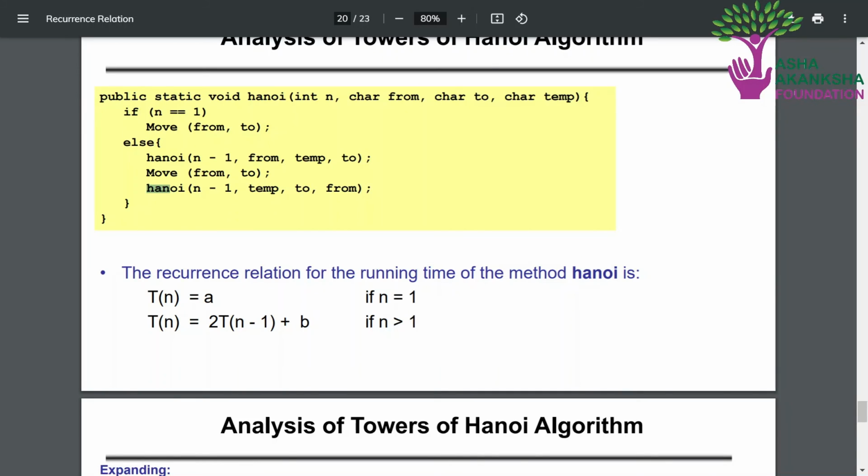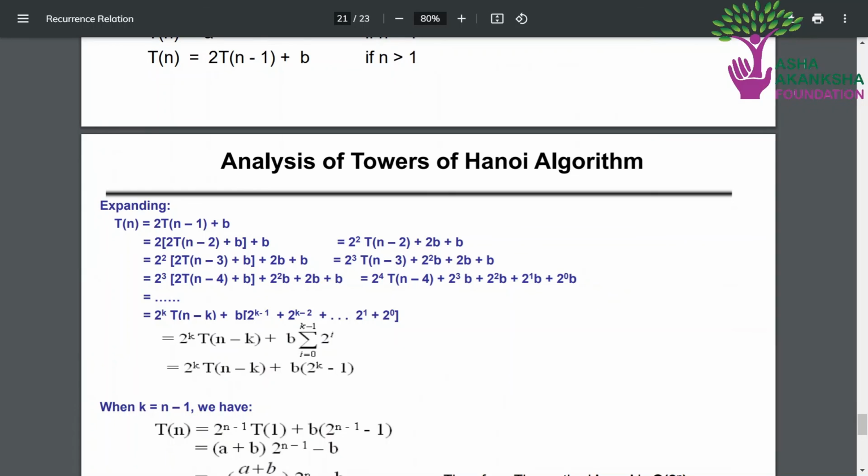So the recurrence relation you can observe from here is something like T of n is equal to 2T of n minus 1. This 2 is because it is recursively called twice in the function. So 2T of n minus 1 plus b. This is the order of one operation which is happening in the move function. So if we expand this recurrence relation, we will get something like this. Expanding further, we will get 2 multiplied by 2T of n minus 2 plus b, and you can solve this and expand it till you see a pattern.